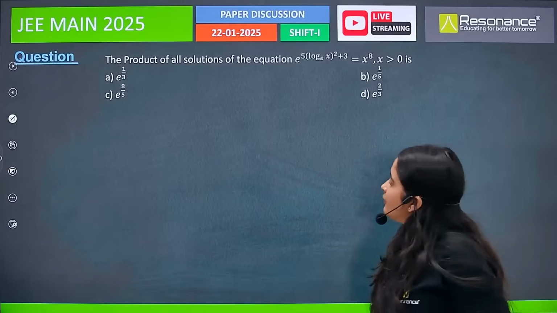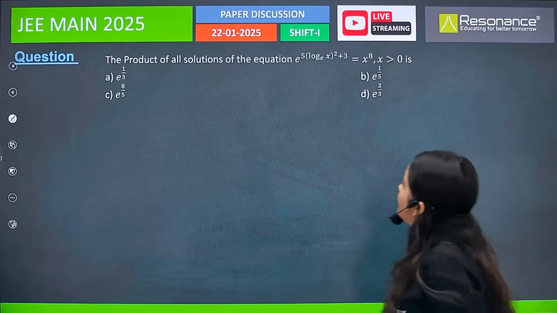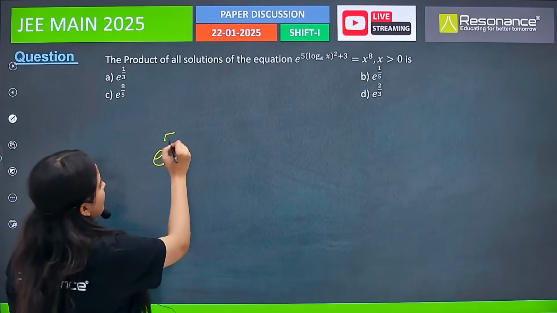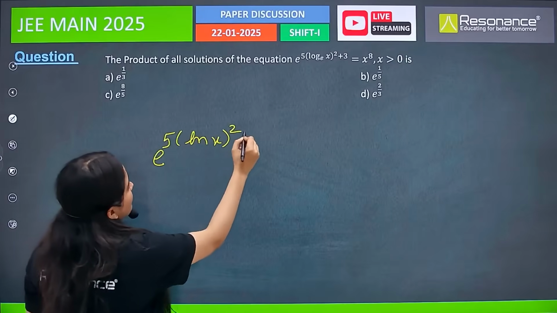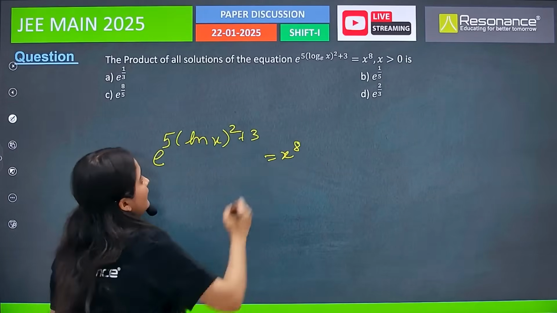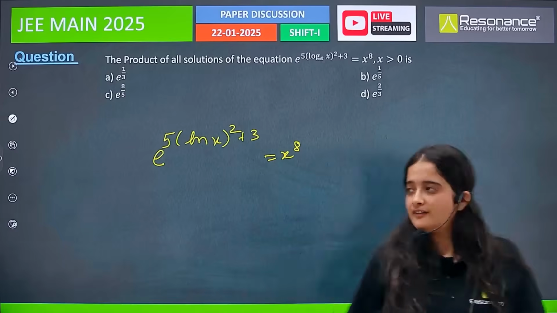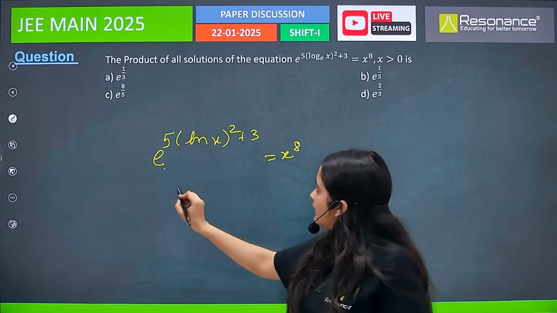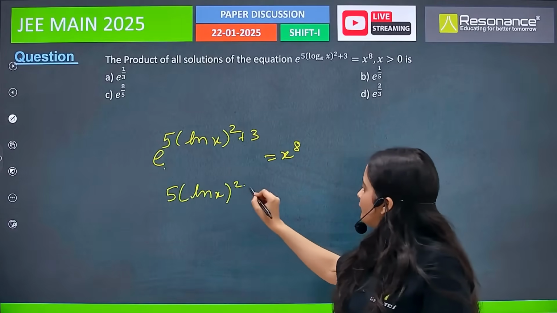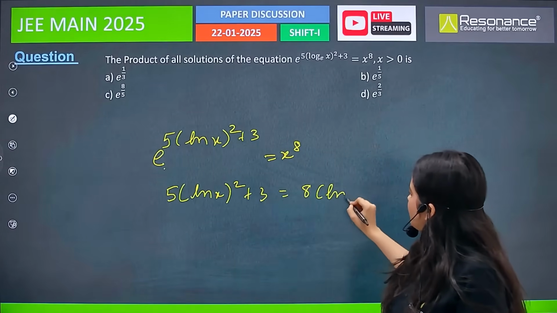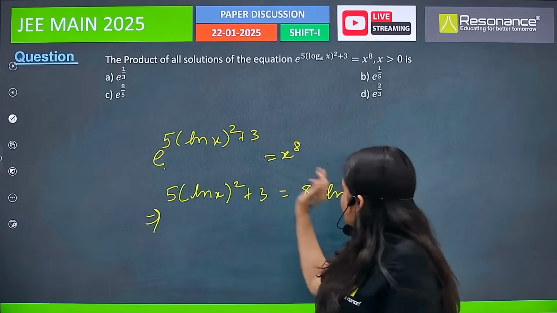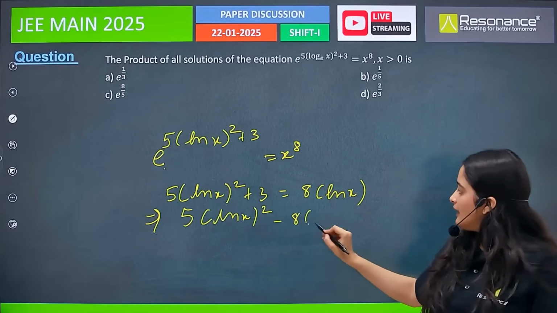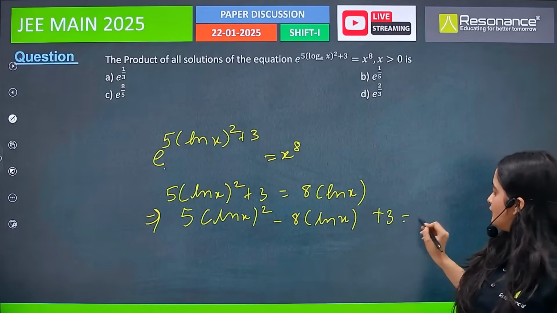So they are asking us the product of all solutions of the equation, a very simple question. What is the equation given to us? e power 5 (ln x) whole square plus 3 is equal to x power 8. And they are asking us the product of solutions. In the Resonance sheet, we have dealt with a lot of similar questions. Let's take ln on both sides. So here I will get 5 (ln x) whole square plus 3 equals 8 ln x. Let's take this to the left hand side. So I will get 5 (ln x) whole square minus 8 ln x plus 3 equals 0.